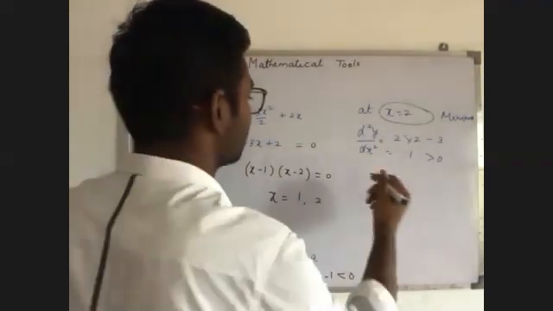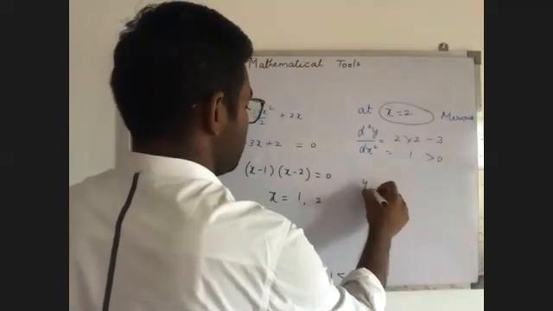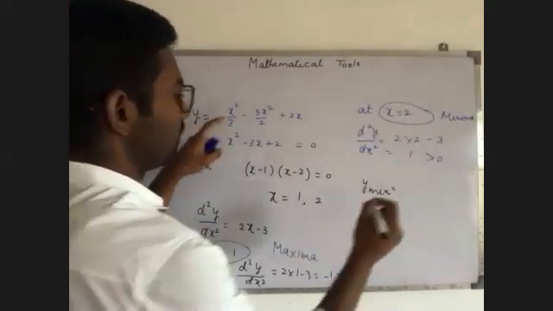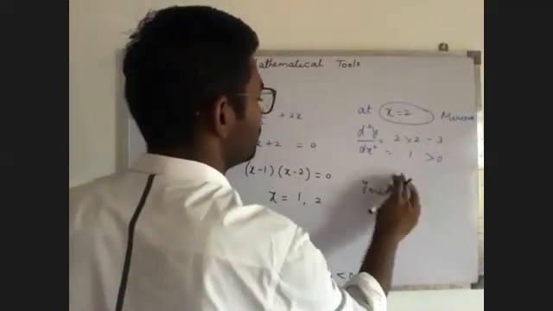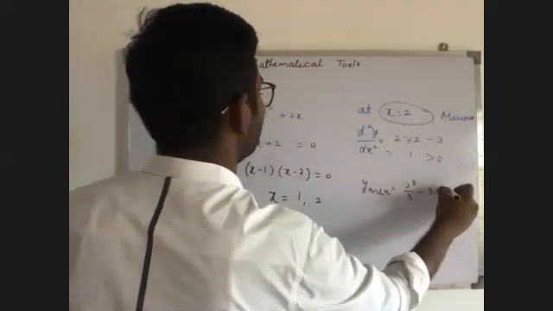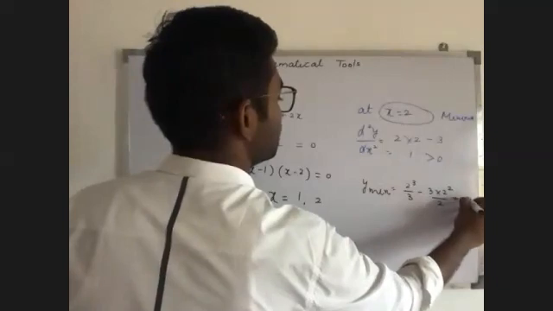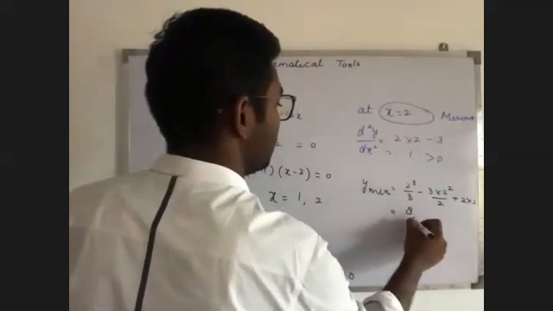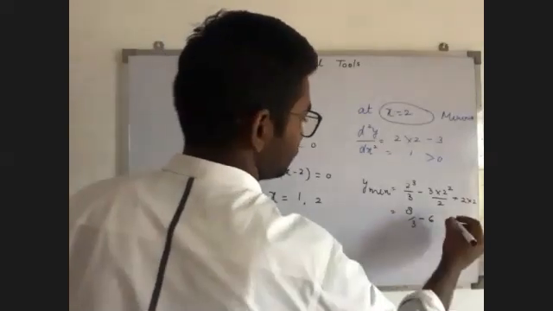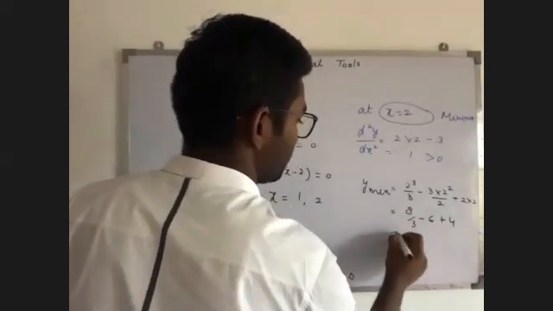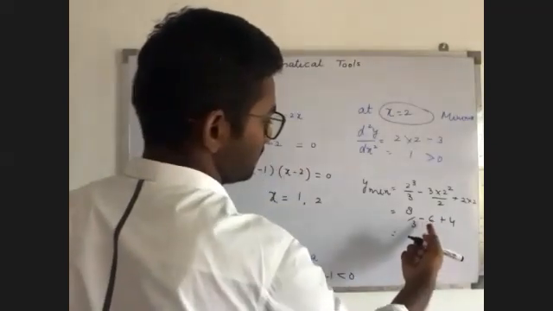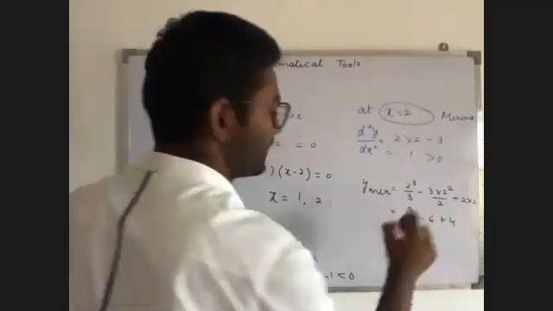So if I calculate, look here, y minima, that is going to be, put the value 2. So if you put the value 2, you will get 2 cube by 3 minus 3 into 2 square by 2 plus 2 into 2. That is 8 by 3 minus 6 plus 4. So this is going to be minus 6 plus 4, minus 2. So can I say that 2 by 3?